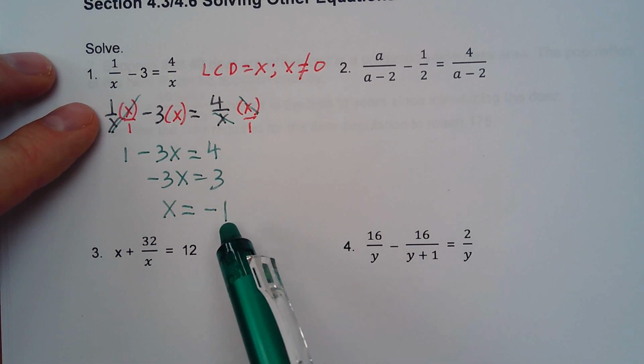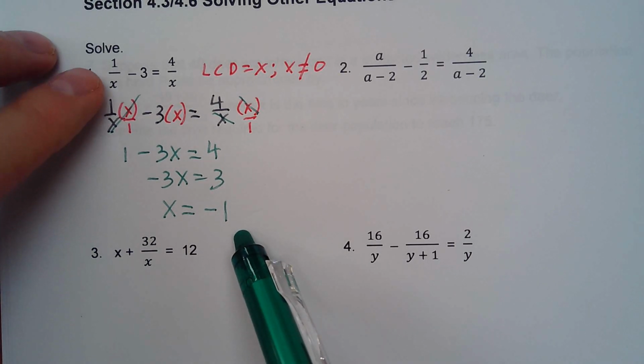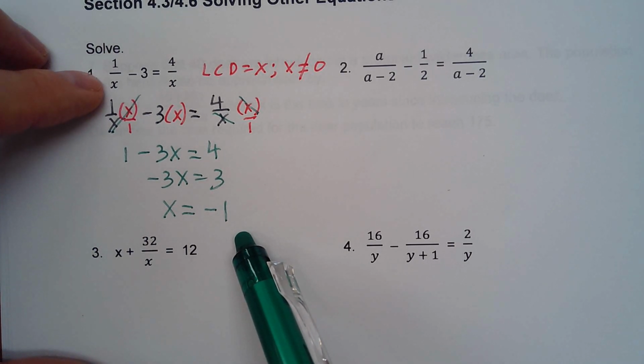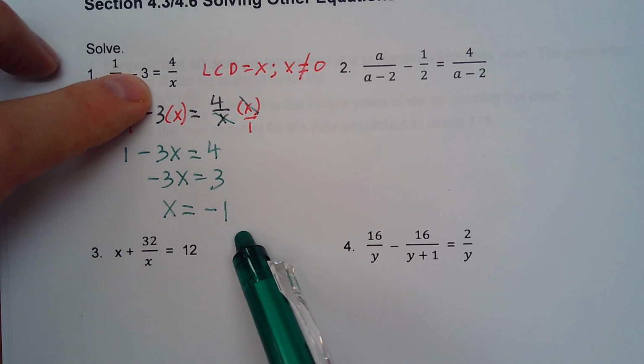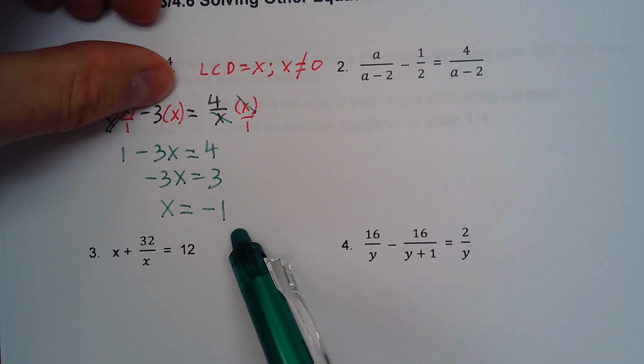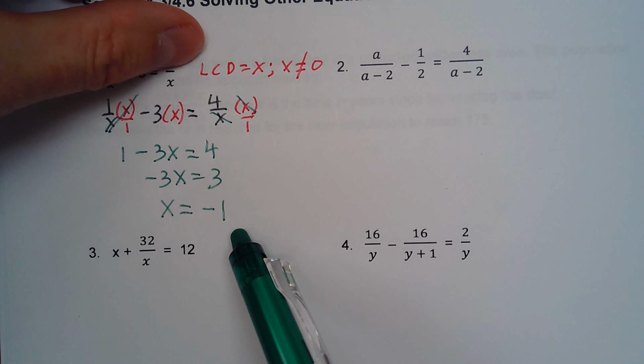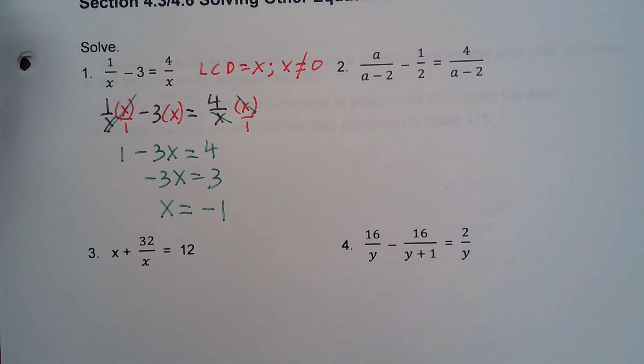If you want to be more thorough to make sure you don't make mistakes, actually literally plug it in. 1 divided by negative 1 is negative 1. Minus 3 is negative 4. 4 divided by negative 1 is negative 4. I get negative 4 equals negative 4. It does check.